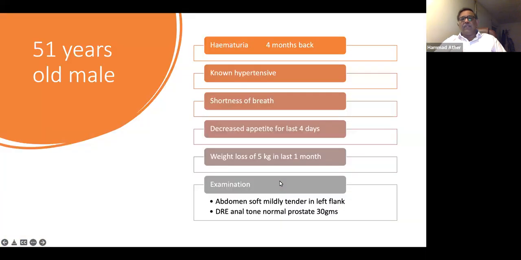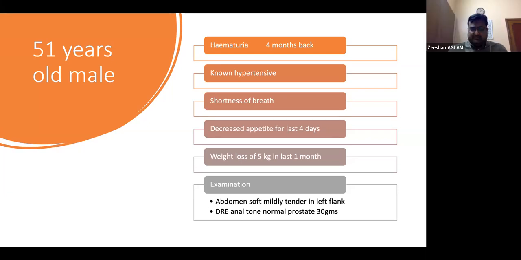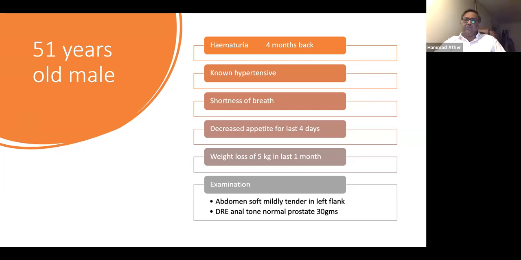So I'll start off with a case that we are currently managing. And I think that is just a preamble to what we are going to talk about this evening. So this is a 51-year-old male. He had hematuria for the past 4 months, and he has been disregarding that. He's a known hypertensive until the time that he started developing shortness of breath, loss of appetite, and he says that he has lost about 5 kilograms in the last 1 month.